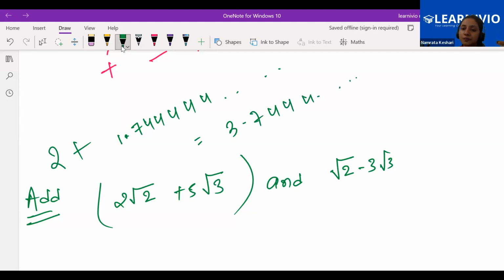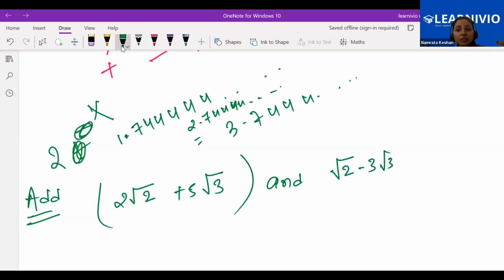3.744444. Yes or no? Yes, ma'am. So irrational number we were having, with that just add any number, natural number, whole number, integer, rational number, any number you will add, and you will be getting irrational number only. The result will be irrational number only. If you will do the multiplication, then again 2 into 1 point, this will be 2.74444444. This will be your answer.